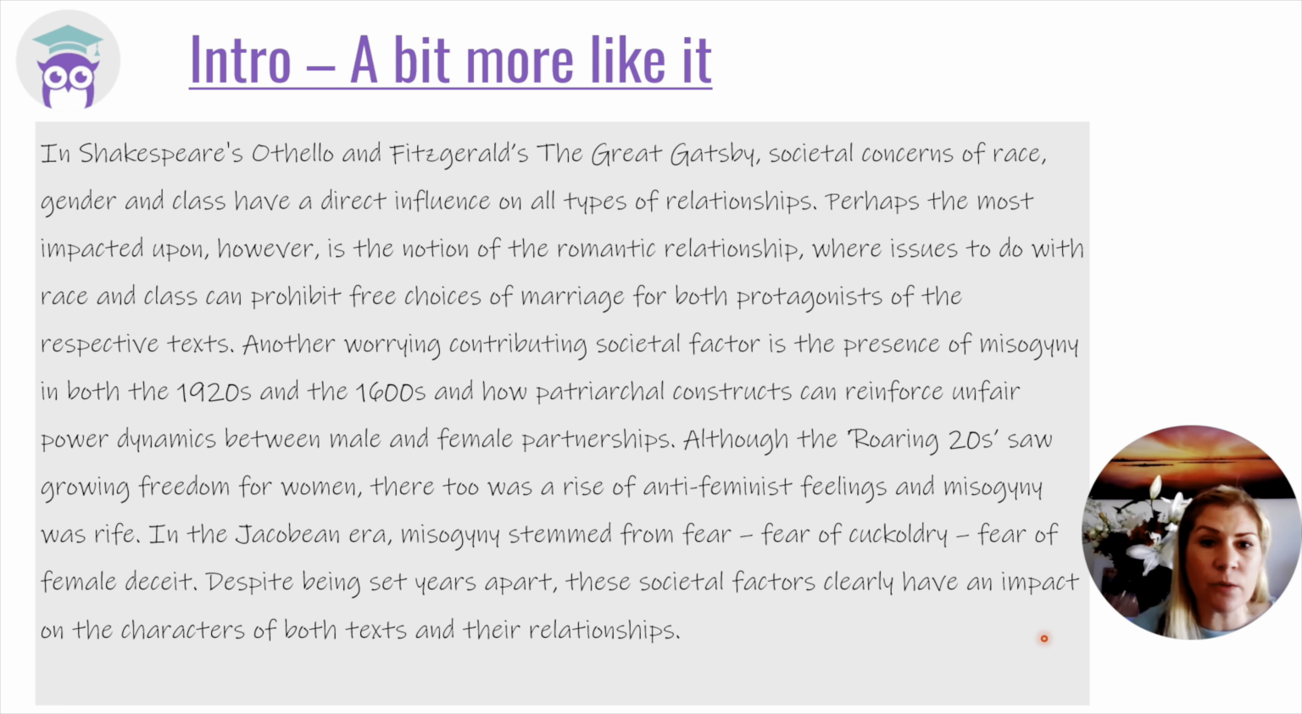Another contributing societal factor is the presence of misogyny in both the 1920s and the 1600s, and how patriarchal constructs can reinforce unfair power dynamics between male and female partnerships. Although the Roaring Twenties saw growing freedom for women, there was too a rise of anti-feminist feelings and misogyny was rife. In the Jacobean era, misogyny stemmed from fear of cuckoldry, fear of female deceit. And so despite being set years apart, these societal factors clearly have an impact on the characters of both texts and their relationships.